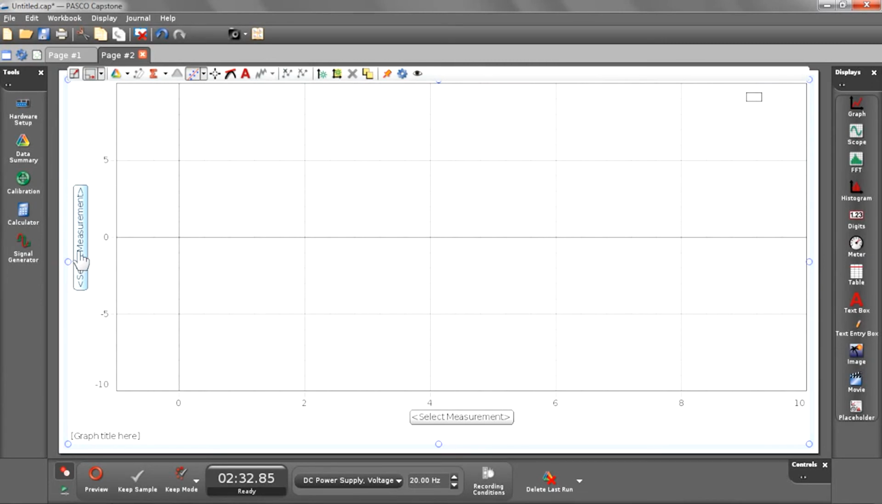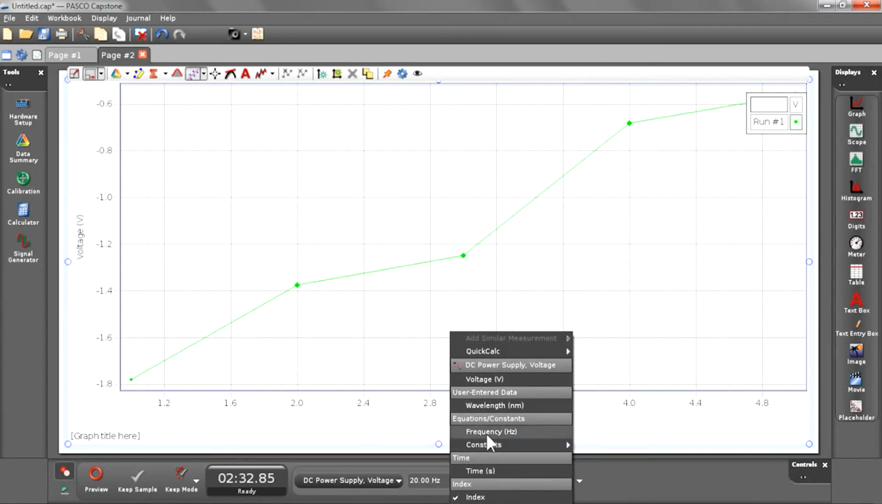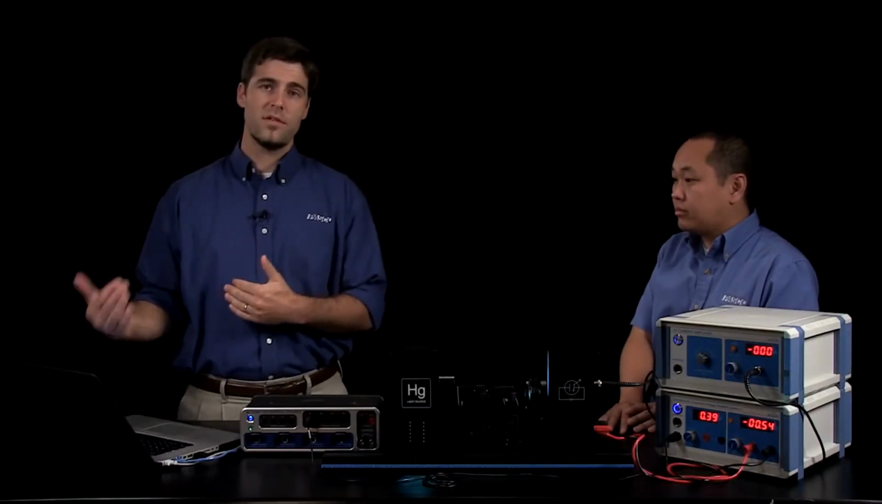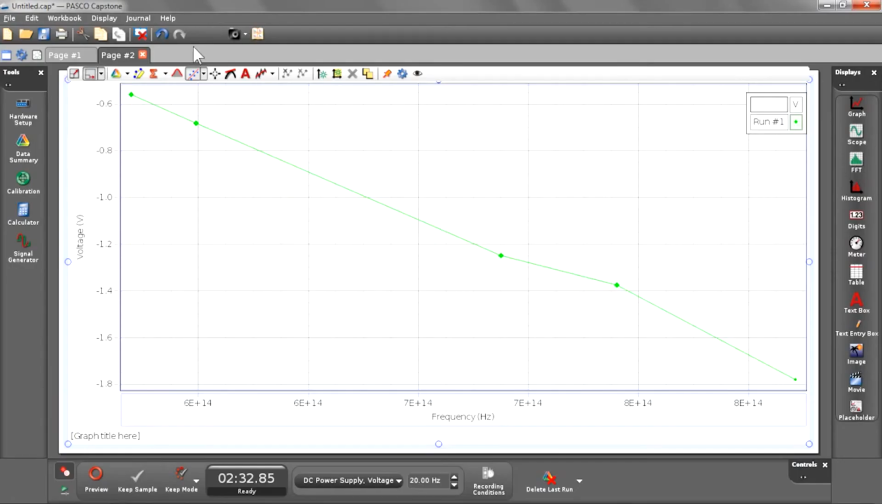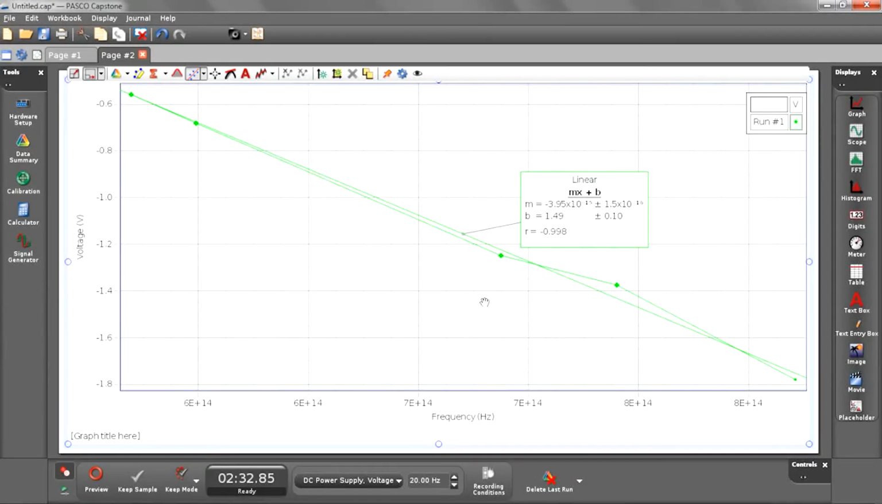Okay, on the y-axis, I'm going to put voltage. And we're going to switch the x-axis from index to frequency. And we should have a linear relationship. It looks pretty linear. As I mentioned before, the slope of this line should be equal to Planck's constant divided by the charge of an electron. I'm going to go ahead and turn on a linear fit here, and we can see just how close we are. Okay, so our slope is negative 3.95 times 10 to the negative 15th.